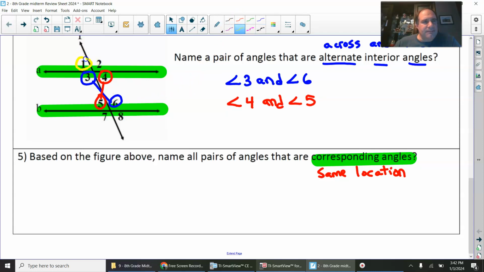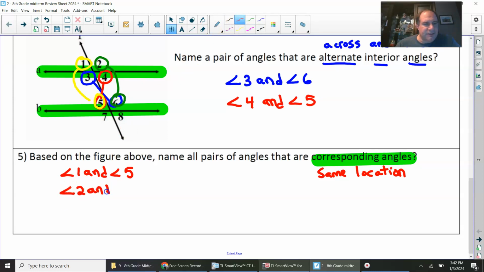So angle 1 is in the same location as angle 5 in the bottom. So angle 1 in the top is in the upper left. The angle 5 on the bottom is in the upper left. So angle 1 and angle 5 are corresponding angles. 2 is in the upper right and 6 is in the upper right. Those are corresponding angles. Angle 2 and angle 6. They're in the same location.